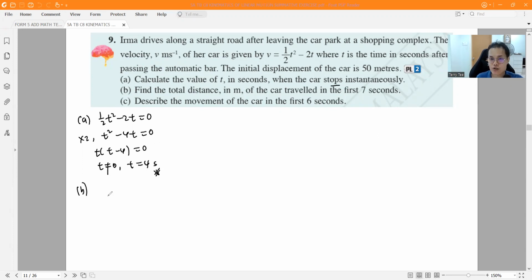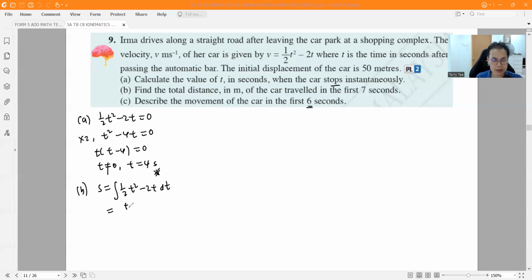Okay, B, find the distance traveled in the first 7 seconds. To find the distance traveled, it's better for us to find the displacement function first, although you can integrate directly. Why? Because I see the second part, I still need to find out the distance. So maybe we find the displacement function first so that we can use it once again in part C.